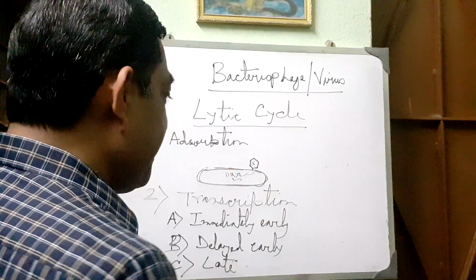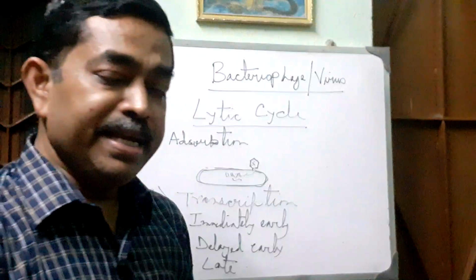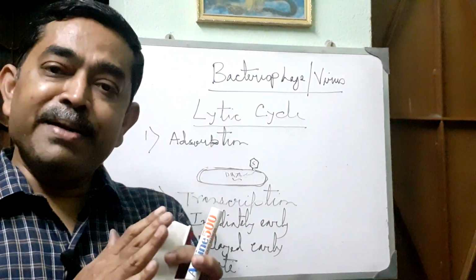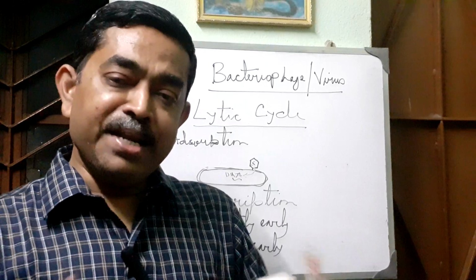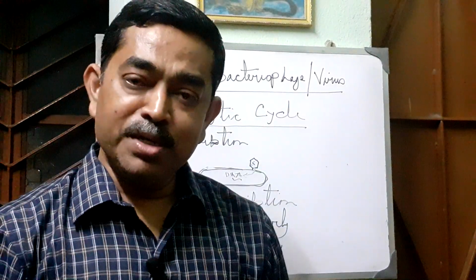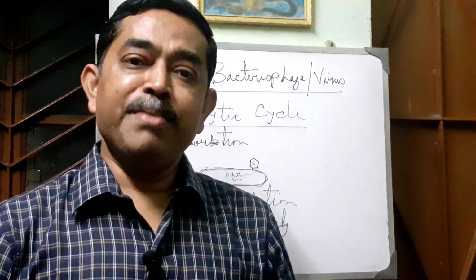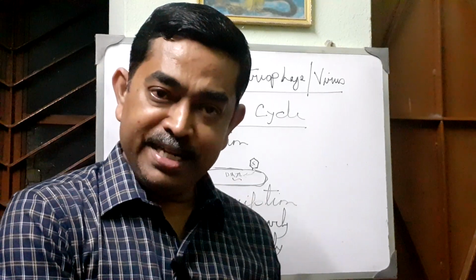When the DNA particle of the phage enters the bacterial cell, the bacterial metabolic activity will be ceased, and the bacteriophage DNA takes control over the metabolic activity of the bacteria.